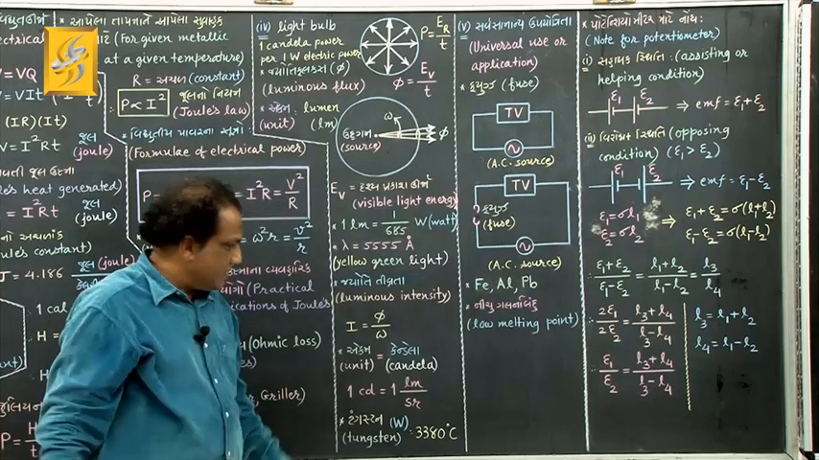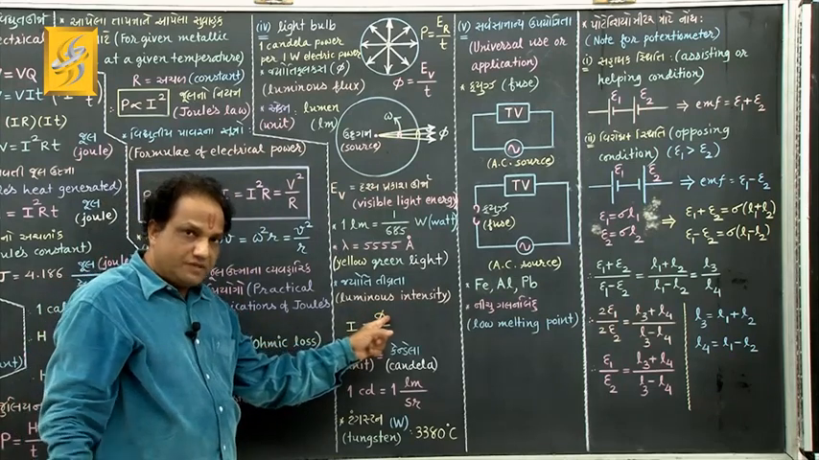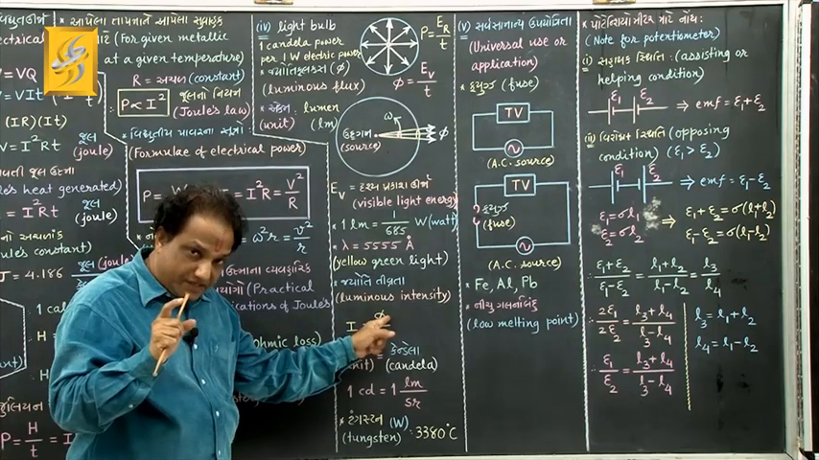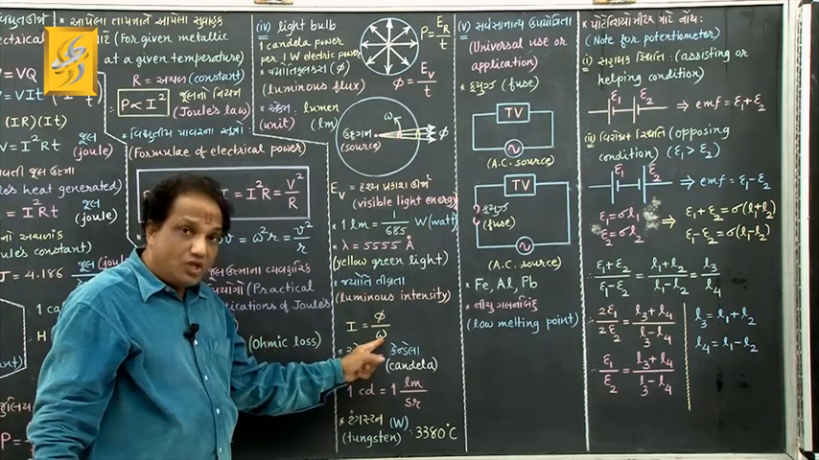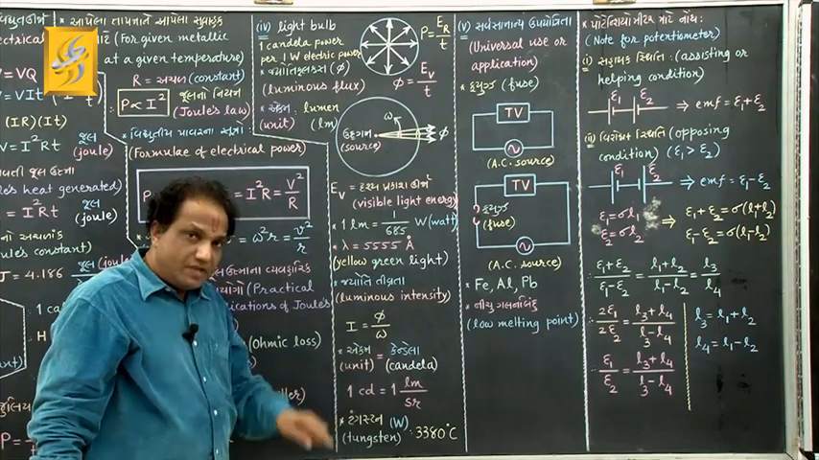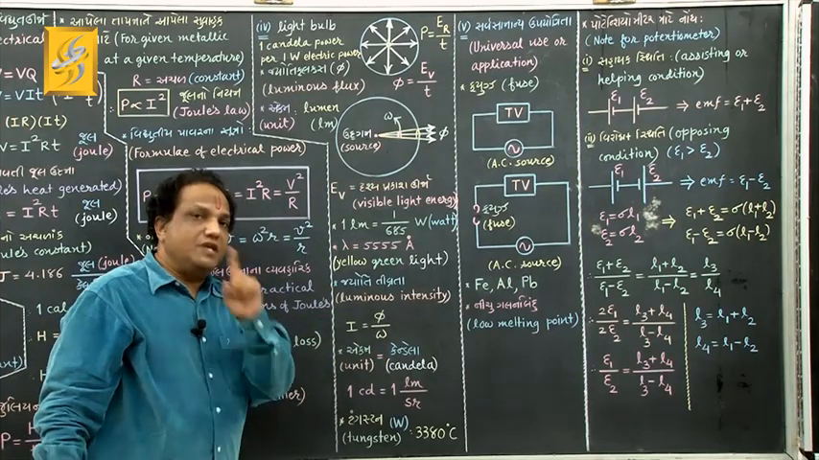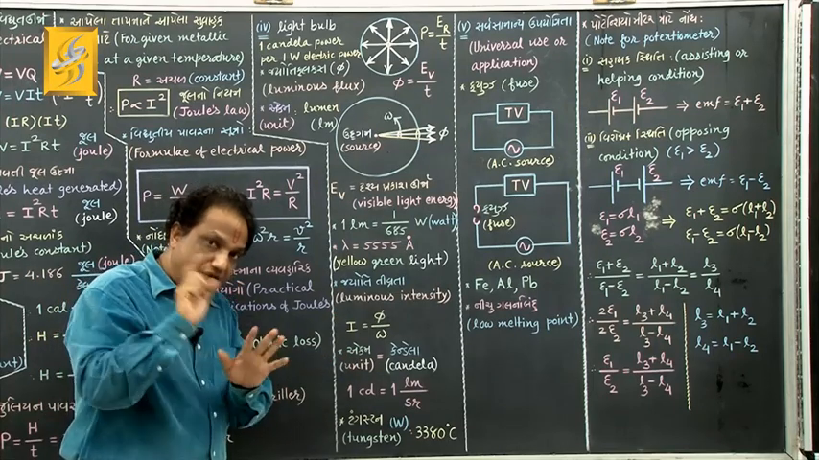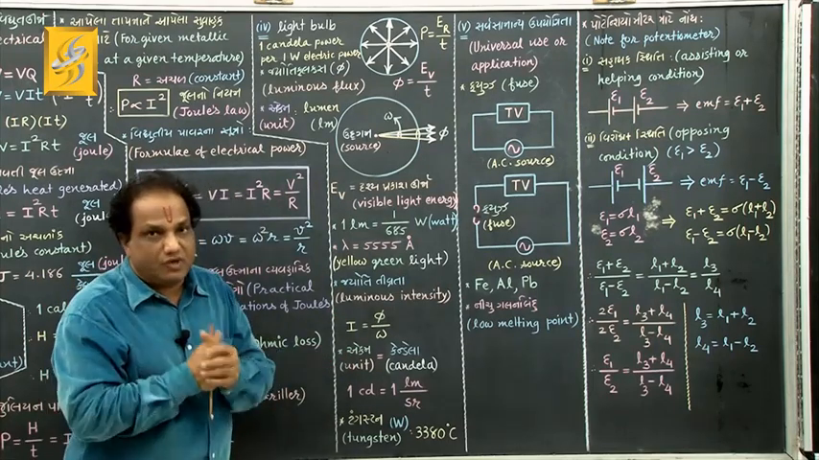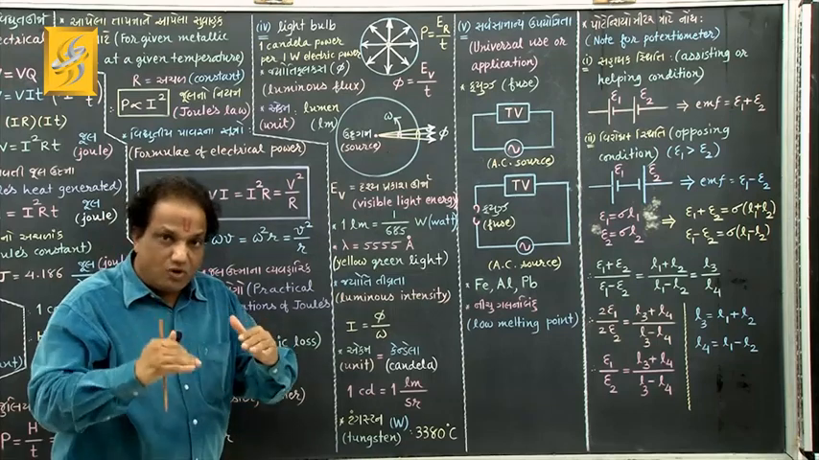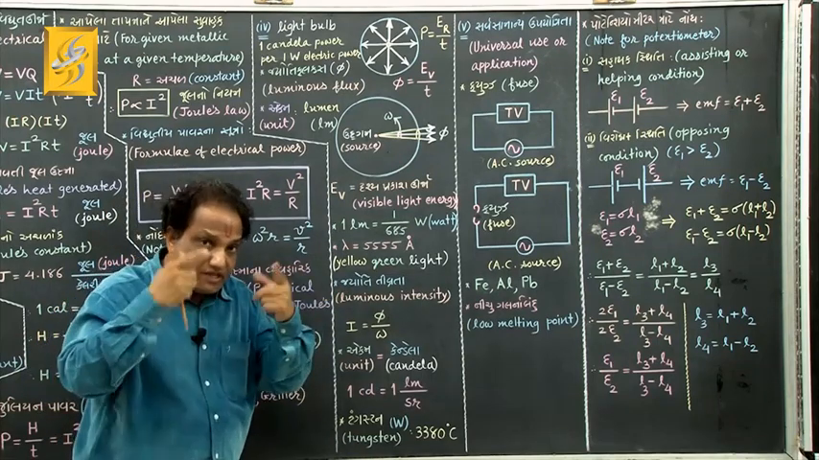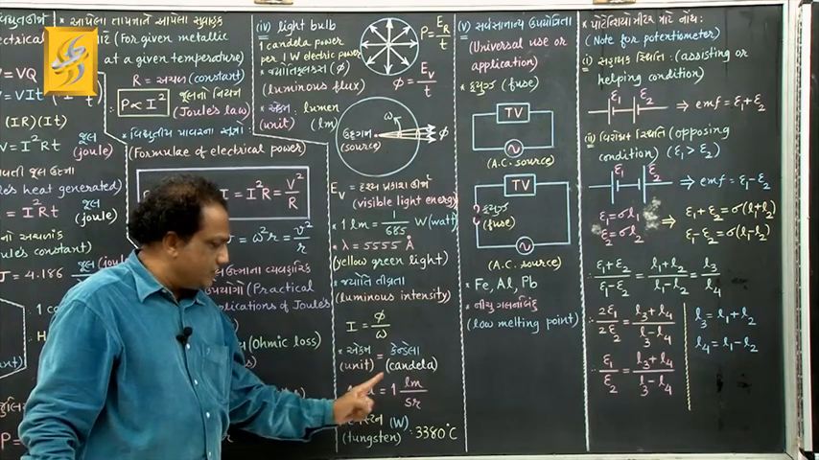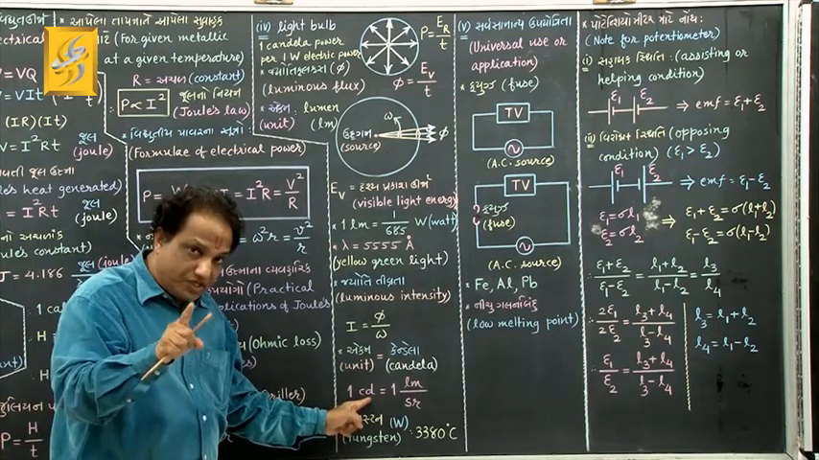I repeat, luminous flux coming out of a given source of visible light per unit solid angle in a given direction is called luminous intensity of that source in that direction, shown by symbol capital I. What about its SI unit? Its SI unit is candela, and the symbol of candela is small c small d.